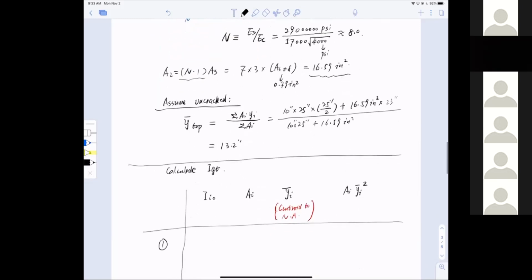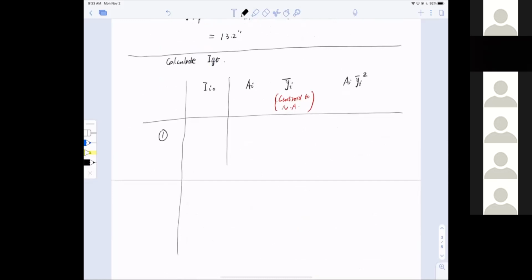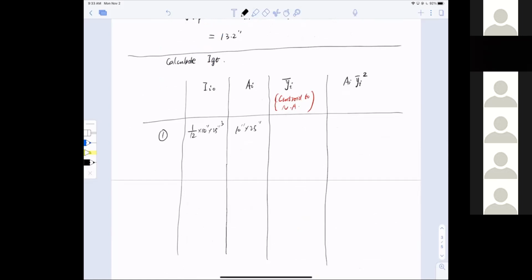Then the area. Area of part one is known. Let me finish this table here. This is 10 multiplied by 25. And the moment of inertia about its own axis is 1 over 12 b h cubed, where b is 10 inches and h is 25 inches cubed. I can get this number to be 13.021 inch to the power 4. And the area is 250 inches squared.